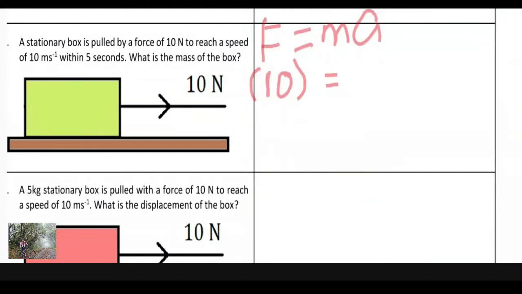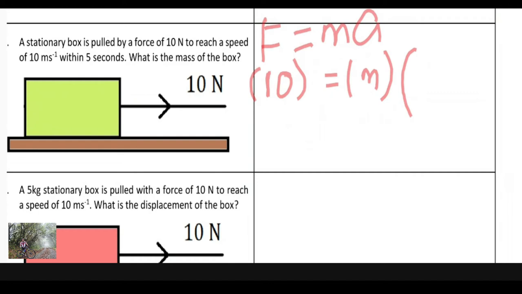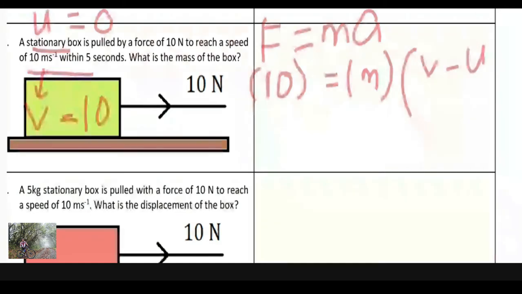M is what we want to find, the value of M. So here, A. How to get the value of A? Where is A? If you look at the speed of the stationary box, this is U, so U is 0. This is V, V is 10. So be careful, because we try to find the value of A through the formula V minus U over T. This is the formula for A, because the value of A is not given very directly. You must find the value of A through the formula V minus U over T.